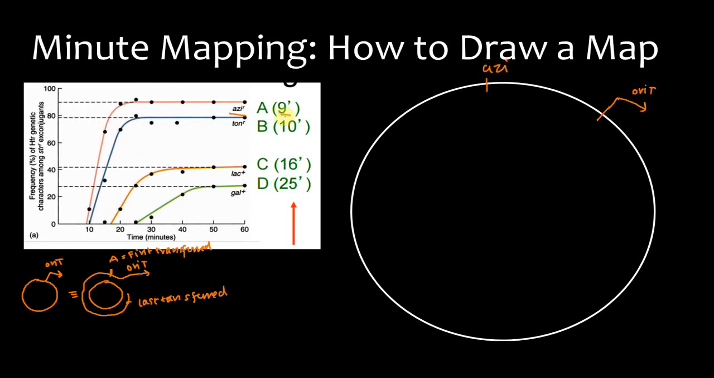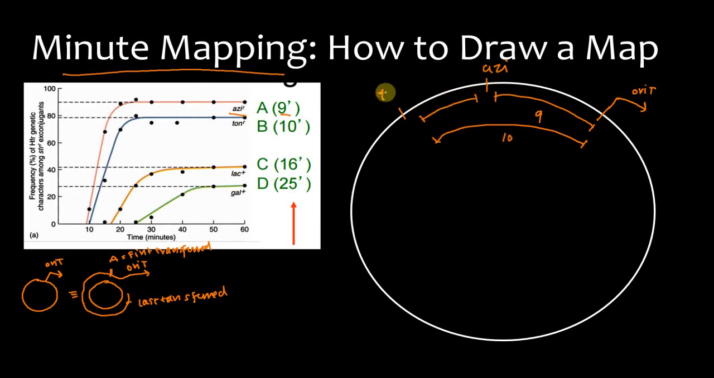And it takes 9 minutes, so we're calling this a minute map. So we're going to say the distance between the ORIT and AZI is 9 minutes, okay? And then the amount of time it takes for A and B to transfer is 1 minute, because 10 minus 9 is 1 minute. So from B to the ORIT is 10. I'm just going to draw this here so you understand, is 10. So that means that the distance between ORIT and TON is 1.